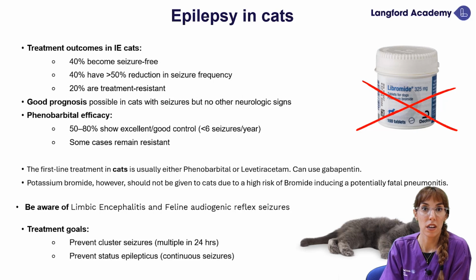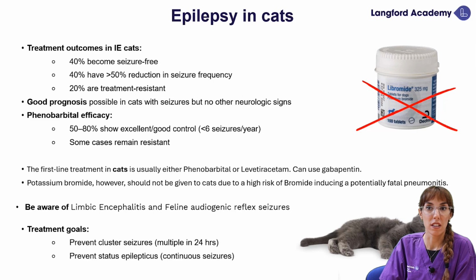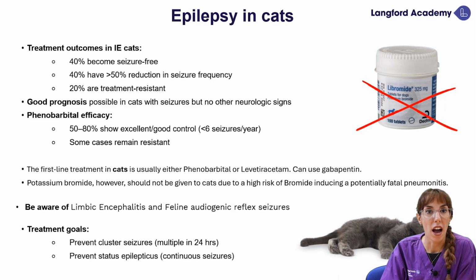And then, for example, feline autogenic reflex seizures is another thing to consider in terms of conditions that can cause seizures in cats. The exact cause for FARS is unknown. There is a suggested inherited component, and animals typically develop FARS around the age of 15, with approximately half of these patients being completely or partially deaf. So the treatment goals are the same. We try to prevent a high frequency of seizures and, obviously, cluster seizures and status epilepticus.